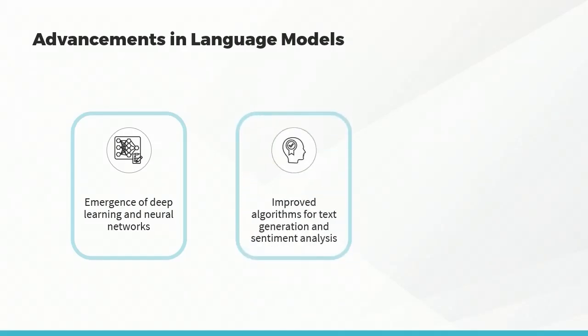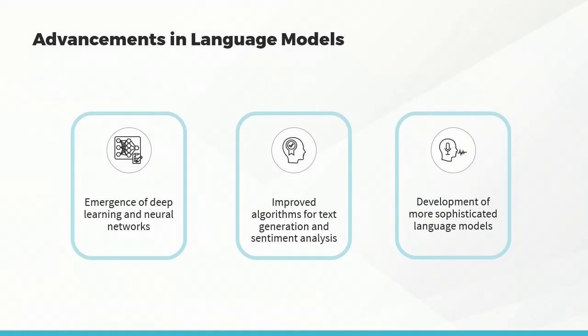Researchers also developed improved algorithms for text generation and sentiment analysis around this time, which allowed language models to accurately identify human emotion nuance in text. These advancements were driven by the availability of large datasets that could be used to train the models, and the development of more sophisticated deep learning algorithms.